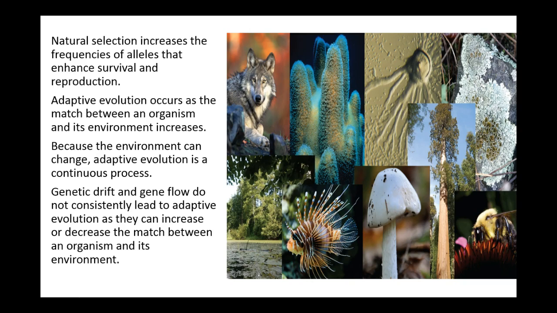Genetic drift and gene flow do not consistently lead to adaptive evolution; they have a possibility of increasing it or decreasing it. It's natural selection, the match between the organism and its environment, that causes the evolution to take place, due to the fact that those are the organisms that are going to reproduce.